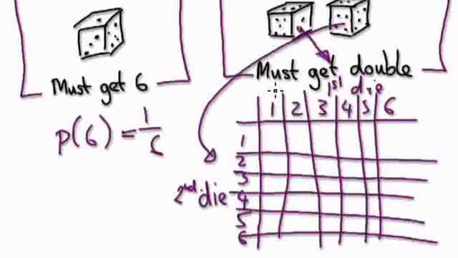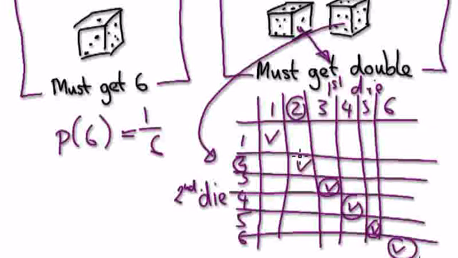Now, if you want to get a double, then this is a good outcome, because a 1 and a 1, that's a good thing. A 2 and a 2, that's a good outcome. A 3 and a 3, a 4 and a 4, a 5 and a 5, and a 6 and a 6, those are all good outcomes. So 1, 2, 3, 4, 5, 6.